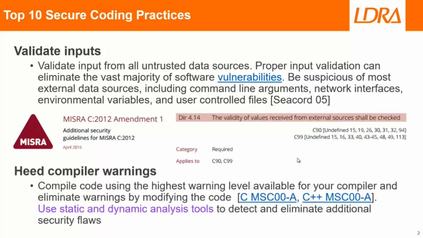The next practice is to heed the compiler warnings. Now, a lot of people will compile code and just ignore warnings. Well, really, we should not just ignore the warnings. We should first of all modify the code to eliminate those warnings. And secondly, we should use the highest warning level. And then also, as can be seen here, we should use static and dynamic analysis tools in order to be able to detect and eliminate additional security flaws.